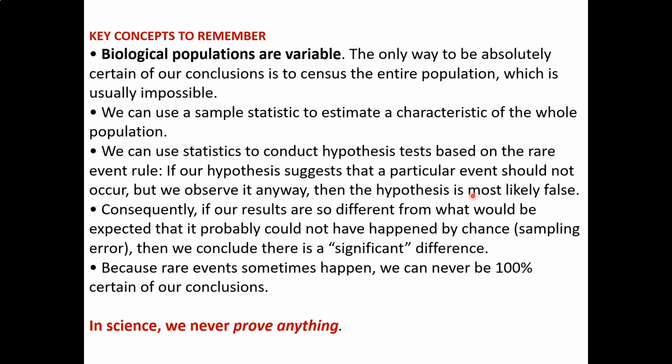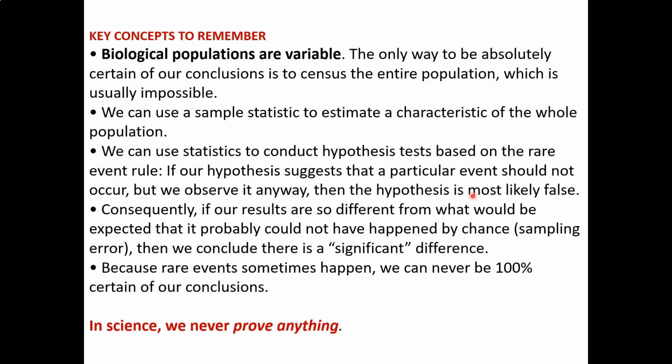If our hypothesis suggests that a particular event should not occur, but you observe that event happening anyway, then the hypothesis is most likely false, untenable. As a result, if our results are so different from what would be expected that they probably could not have happened by chance, or due to sampling error, then we conclude that there is a significant difference.